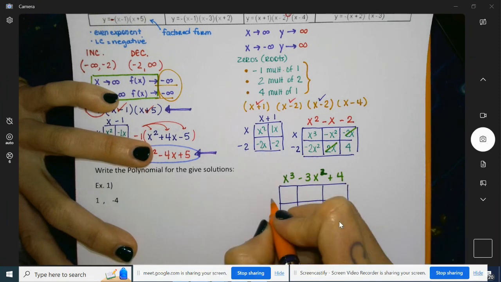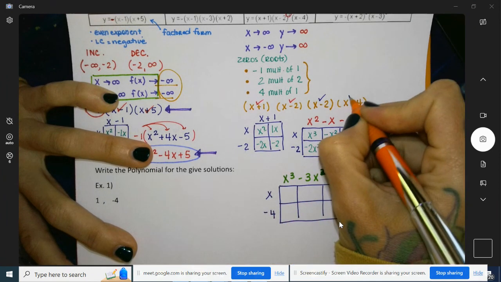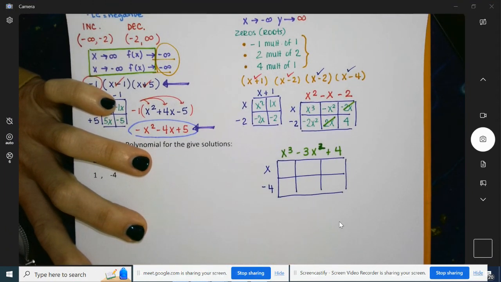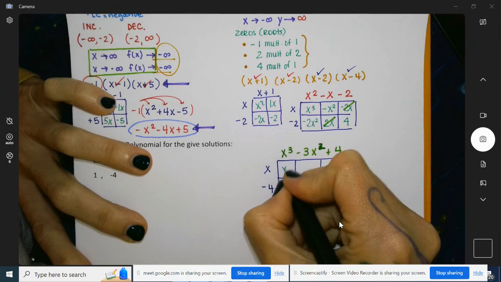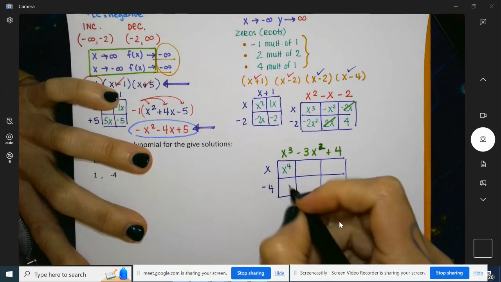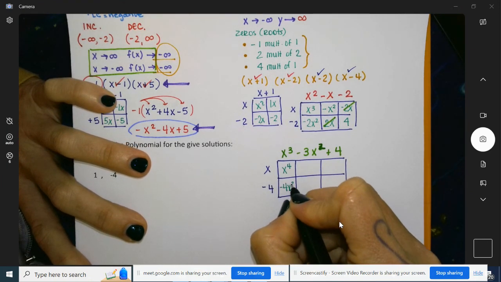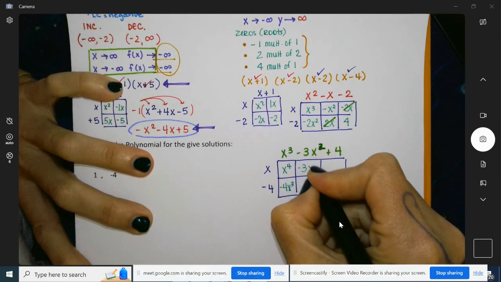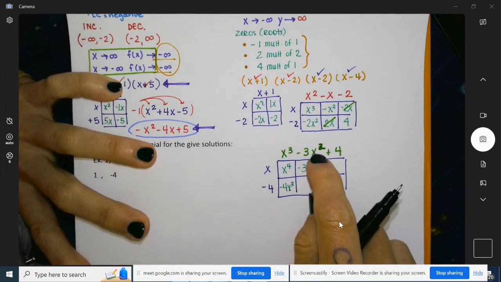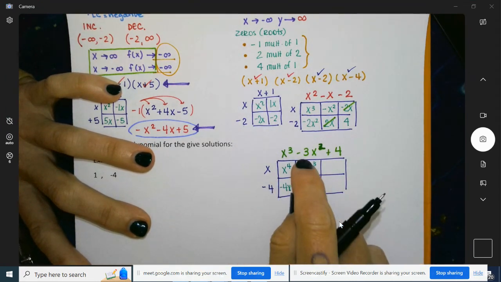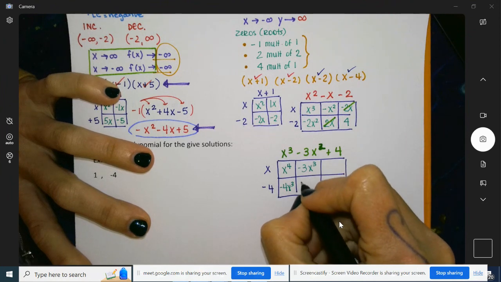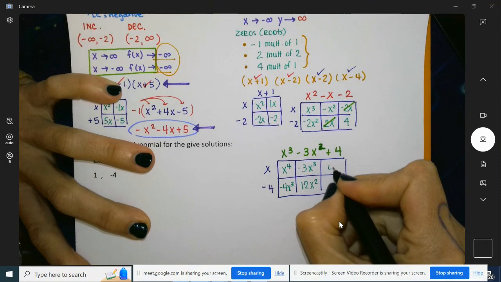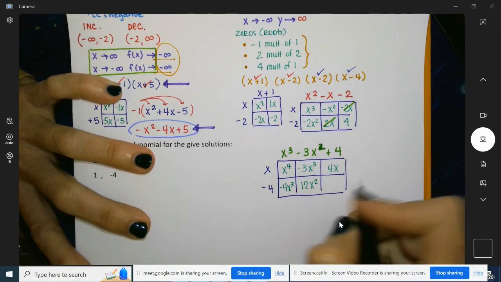Another 3 by 2 box. We got x minus 4. Now we're taking care of the last one, and our final answer should come from this box. X times x to the third power is x to the fourth power. X to the third times a negative 4 is a negative 4x to the third. Negative 3x squared times x is a negative 3x cubed. Negative 3x squared times a negative 4, that's negative 3 and negative 4, which is going to give us a positive 12x squared. 4 times x is 4x, and 4 times a negative 4 is going to give us a negative 16.